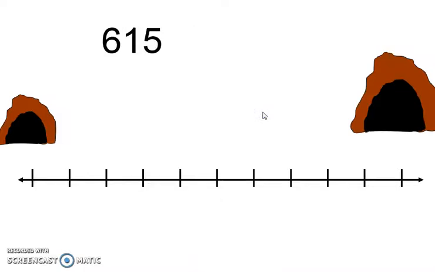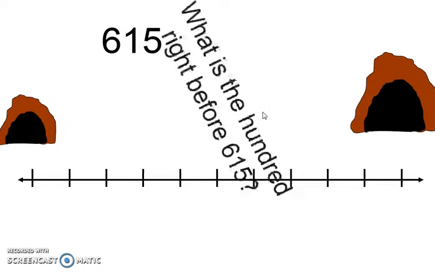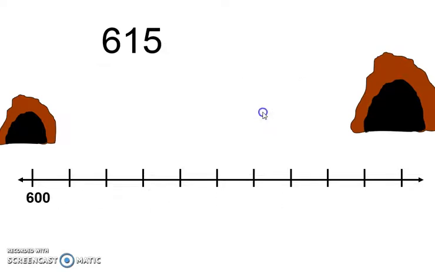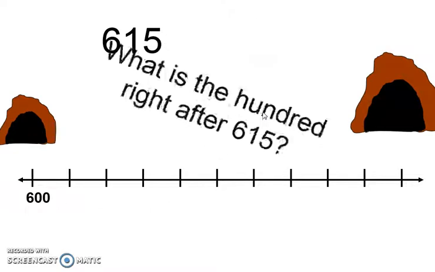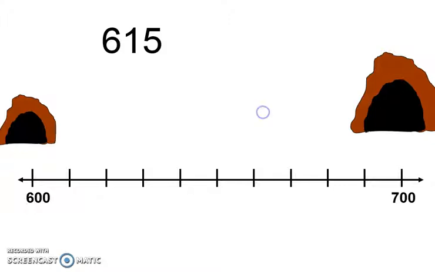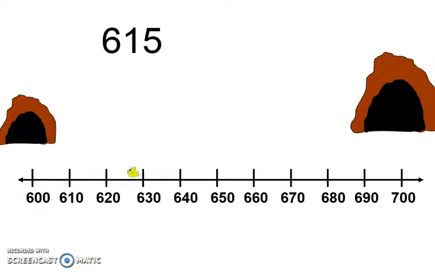Try one more, 615. The 100 right before it would be 600. The 100 after it would be 700. Get my numbers in between. And we got him swimming at 615. This time he's going to go to 600 because it's much closer.